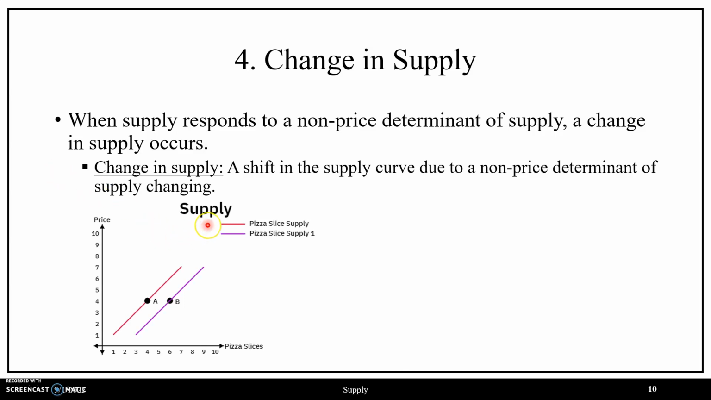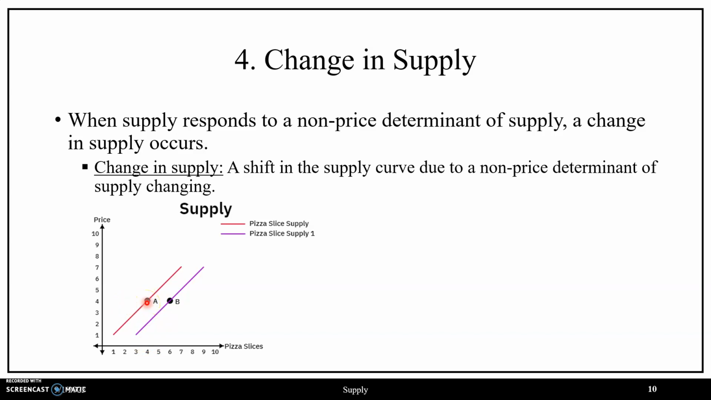So, suppose that we have our pizzeria as before, and our original pizza supply curve in red, price on the vertical axis, quantity supplied in terms of pizza slices on the left, upward sloping pizza slice supply, and we're at point A currently, in which this pizzeria is charging a price point of $4 and supplying 4 pizza slices.